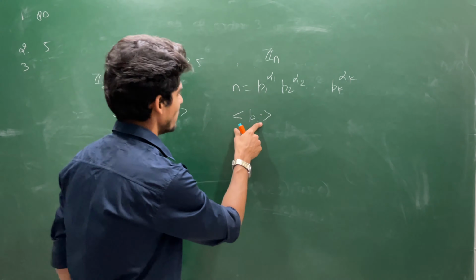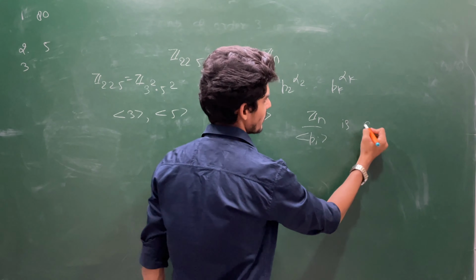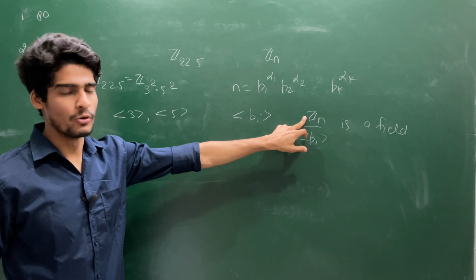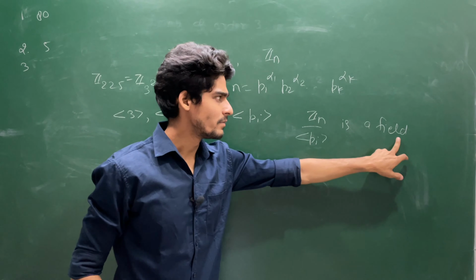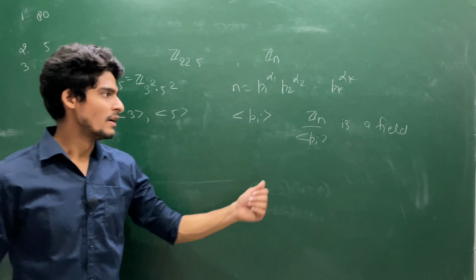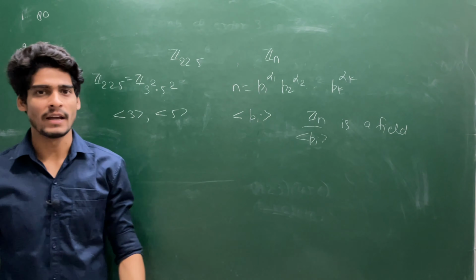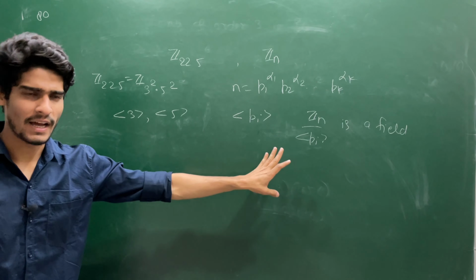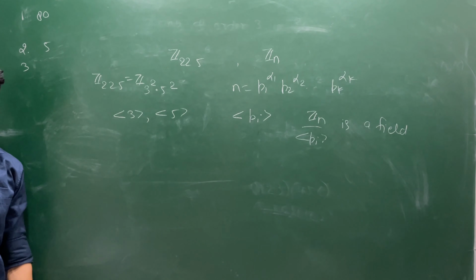So this is maximal, so you can say Zn by the ideal generated by Pi is a field. This quotient structure will be a field because this is a commutative ring with unity and this is a maximal ideal. But if this is a field, then it will also be an integral domain because every field is an integral domain, and so Zn by Pi is an integral domain, so the ideal generated by Pi will be a prime ideal. But this is not a new thing I am saying. I have already told you that every maximal ideal is a prime ideal in a commutative ring with unity.